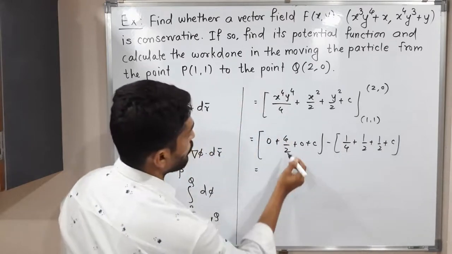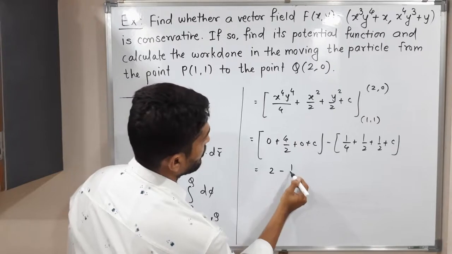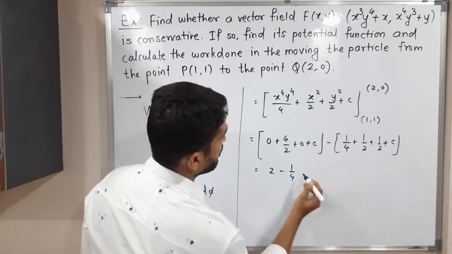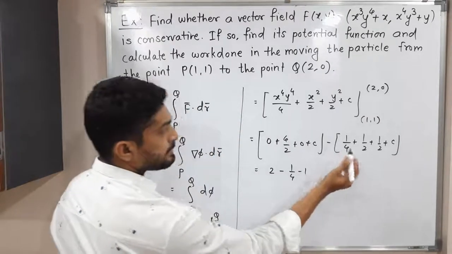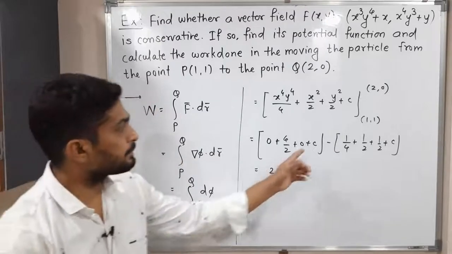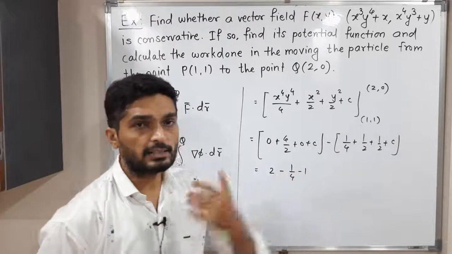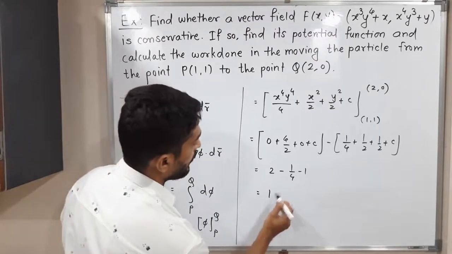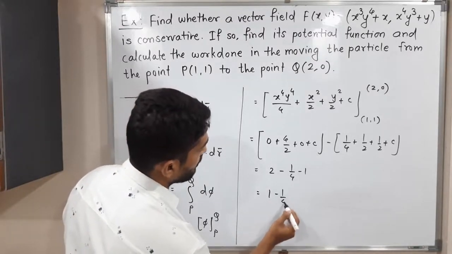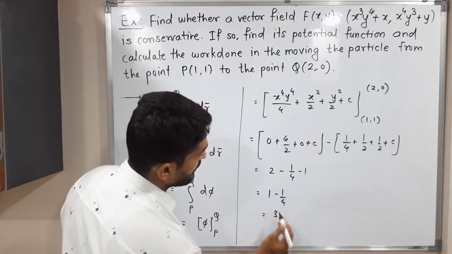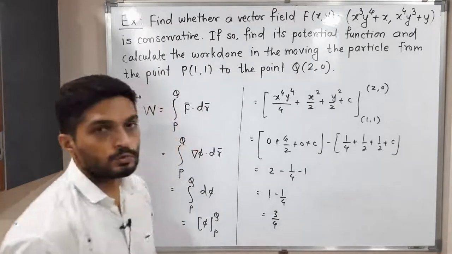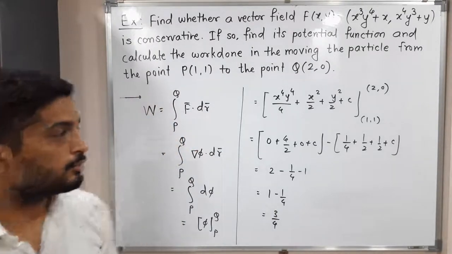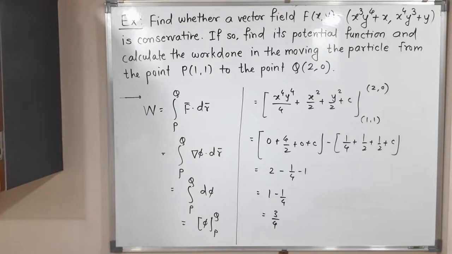Let us simplify: 4 by 2 is 2, minus 1 by 4. 1 by 2 plus 1 by 2 will be 1. Because of the minus sign, the signs will get changed. The plus c and this minus c will cancel each other. Constants will get cancelled. So this is equal to 2 minus 1, then minus 1 by 4. By solving it, by cross multiplying, we will have 3 by 4. So this is the required work done. Make a screenshot of it, then we will stop. Thank you. Bye bye.